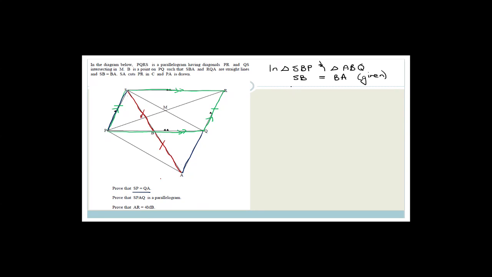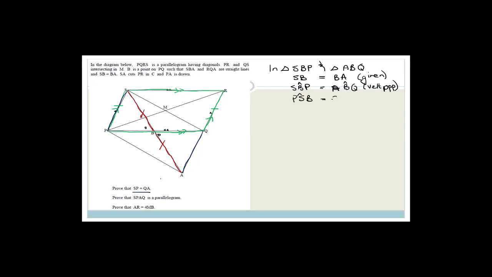We also know that angle SBP is equal to angle ABQ. Why? They are vertically opposite. And yes, you're allowed to summarize like that, vert opp. Okay. So therefore, this angle is equal to this angle. Then you also know that angle PSB is angle. Now, let me show you something. Since we wrote these in the right order and we wrote SBP, then this could be PSB. And the angle we should be looking for is Q. Okay, it's PSB. So it should be QAB. Let me check. QAB. Yes, it is.